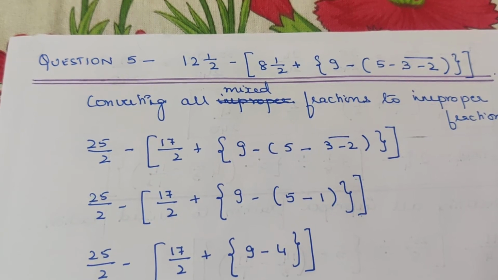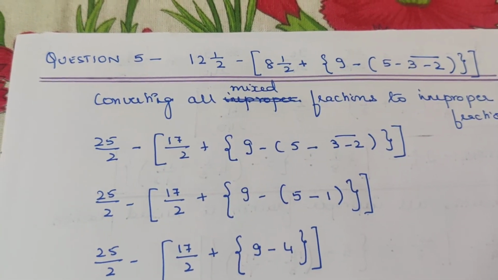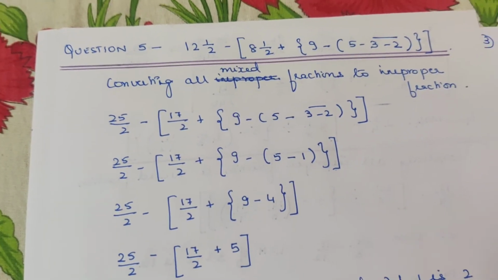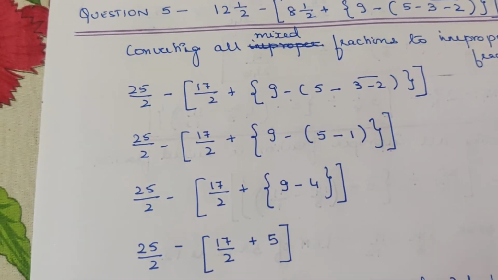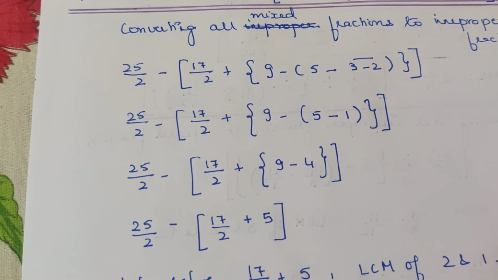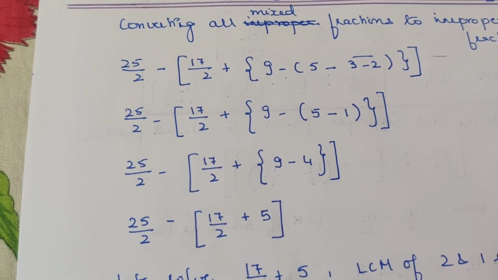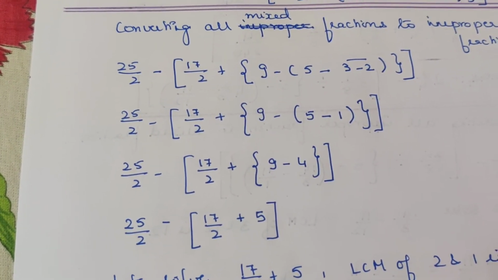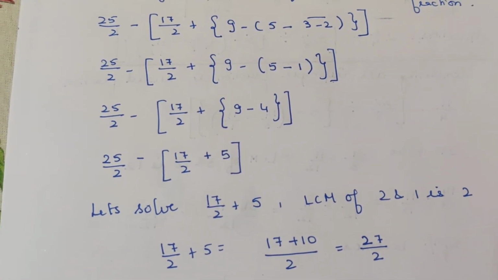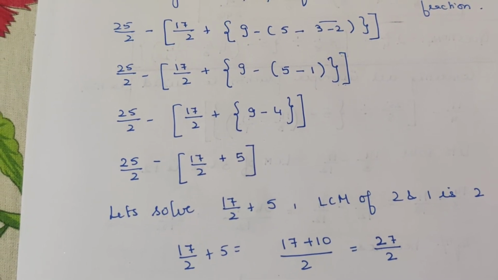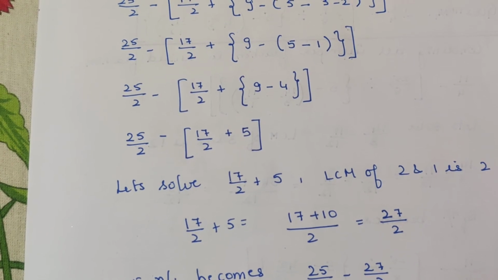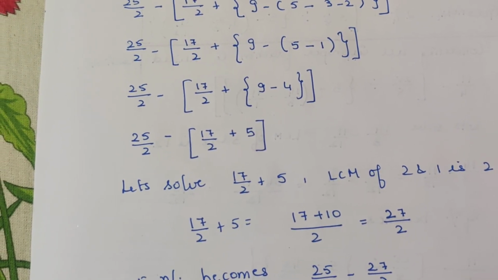I am solving that and I get 25 by 2 minus 17 by 2 plus 9 of minus of 5 minus 1. So that becomes 25 by 2 minus 17 by 2 plus 9 minus 4. Again on simplification you get 25 by 2 minus 17 by 2 plus 5. LCM of 2 and 1 is 2. Let's solve 17 by 2 plus 5. Therefore, 17 by 2 plus 5 becomes 17 plus 10 by 2, that is equal to 27 by 2.